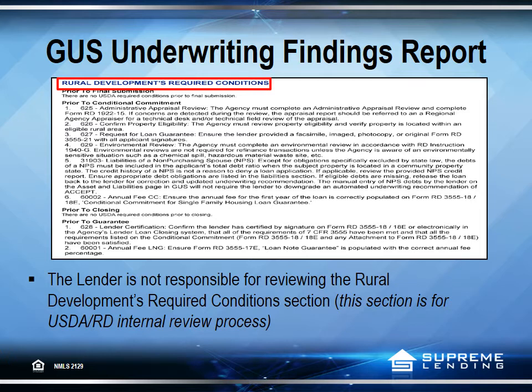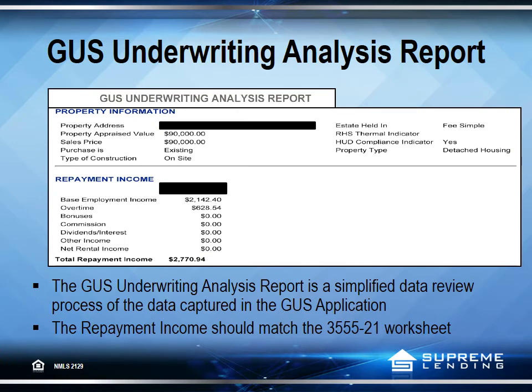The lender is not responsible for reviewing the Rural Development's Required Conditions section. This section is used for USDA Rural Development internal review process. The GUS Underwriting Analysis Report is a simplified data review process of the data captured in the GUS application. The repayment income should match the Form 3555-21 worksheet.